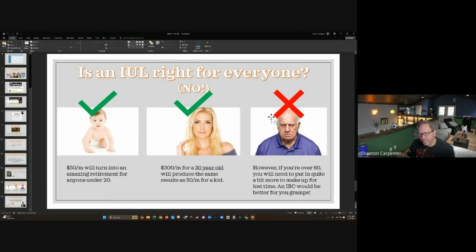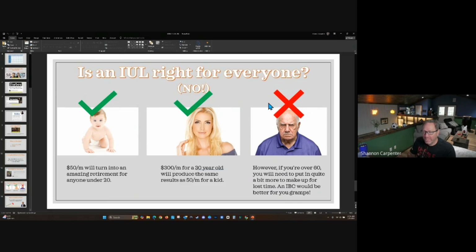Is it good for Gramps? Well, it depends. I've written plenty of these on 60-year-olds, but you have to be very careful, and you have to show them here's what it does, here's how it works, and here's roughly how much money we should expect it to grow. But ultimately, I use this for retirement.